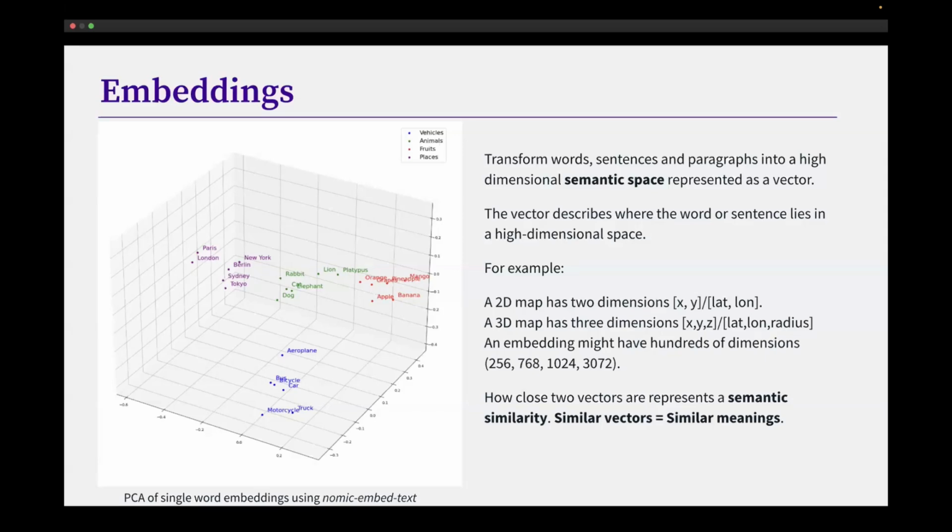Maybe that's latitude and longitude. A three-dimensional map will have the same kind of thing, X, Y, Z, or if you're on a sphere, latitude, longitude, and how far away you are from the center. That's nice and simple. Humans are capable of visualizing that easily. Embeddings go much further than that. They'll have 256 or 768 and many more dimensions.